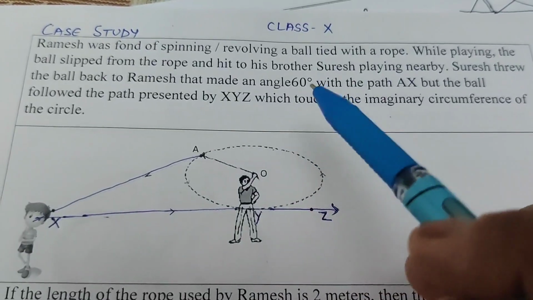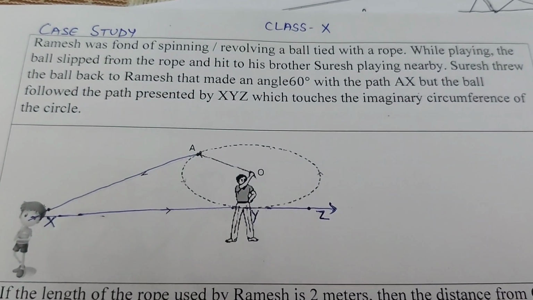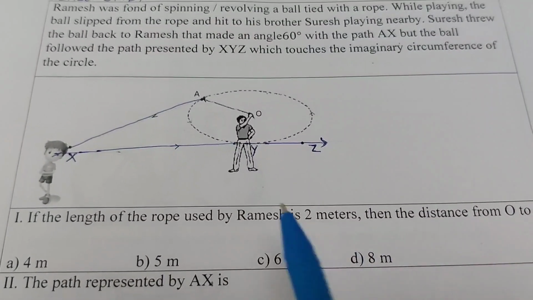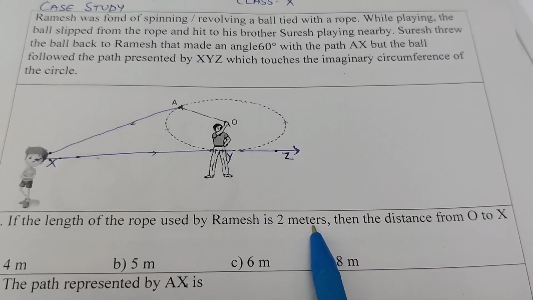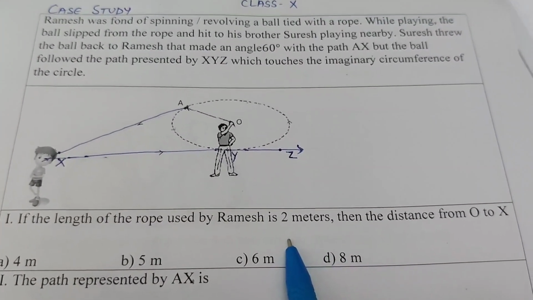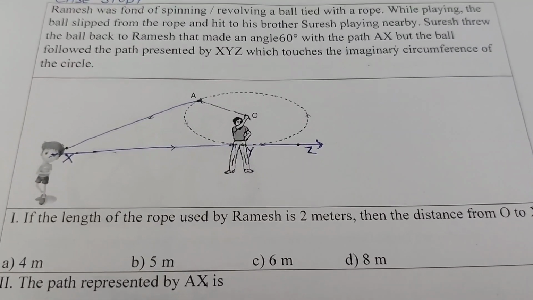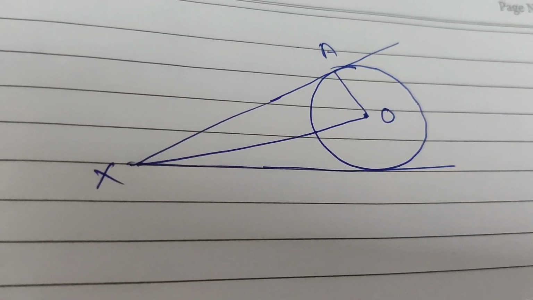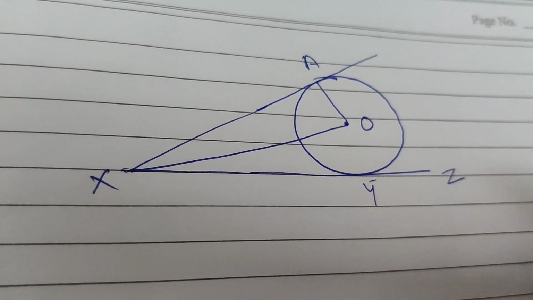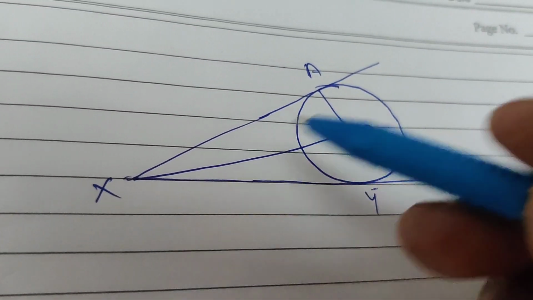Ramesh was spinning a ball. Now the questions. If the length of the rope used by Ramesh is 2 meters, then the distance from O to X is? Now the distance from O to X. This is the figure, point X, and these points are Y and Z. Now we have to find the distance between O and X.